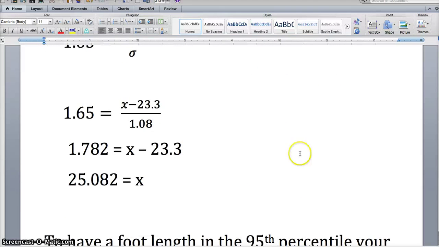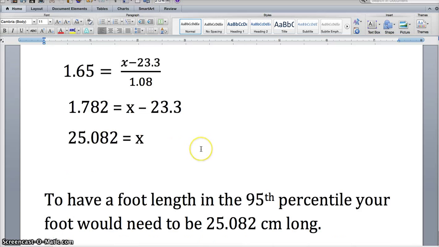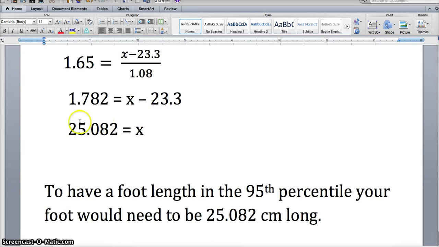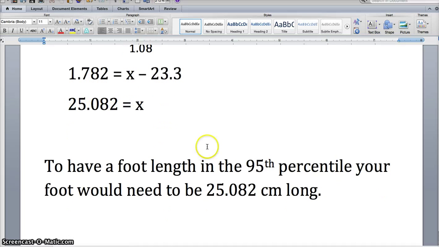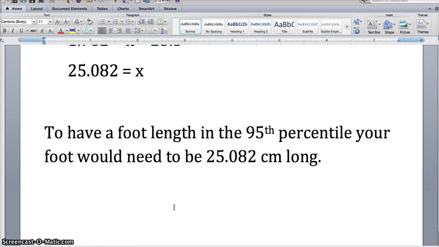Okay, so from there it's just algebra. So I multiply both sides of the equation by 1.08. So I have 1.782 equals x minus 23.3. Add 23.3 to both sides, and I get 25.082 is x. So to have a foot length in the 95th percentile, your foot would need to be 25.082 centimeters long. Hope this helps you out.